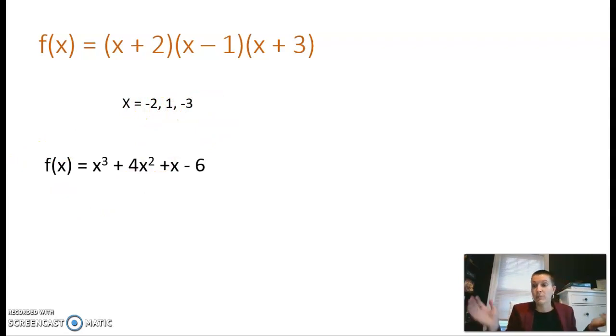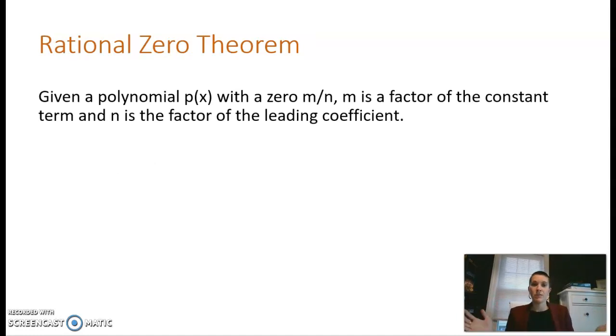All right, so you have just derived the rational zero theorem. So here we say, given a polynomial p of x with a zero m over n, m is a factor of the constant term, and n is a factor of the leading coefficient. Cool? Let's just look at it graphically just to make sure you get it.